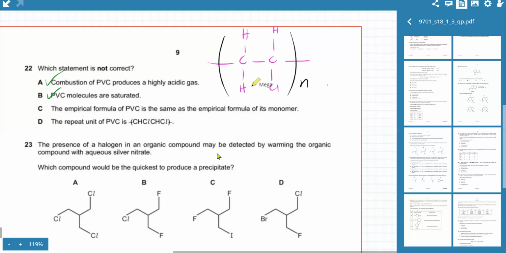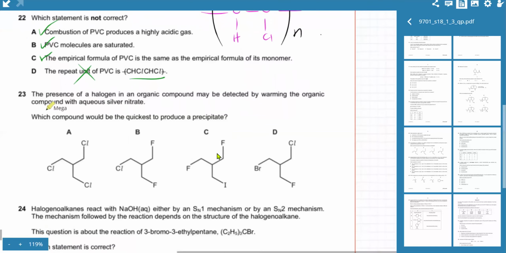So that's also correct. The empirical formula of PVC is the same as the empirical formula of the monomer. For all addition polymers, that statement is true because all the molecules are getting added. So the end result is they're going to have the same ratio of the atoms. And the repeat unit of PVC is given incorrectly because it only has one Cl, not two Cls. So that statement is the one that's incorrect. So it's going to be D.